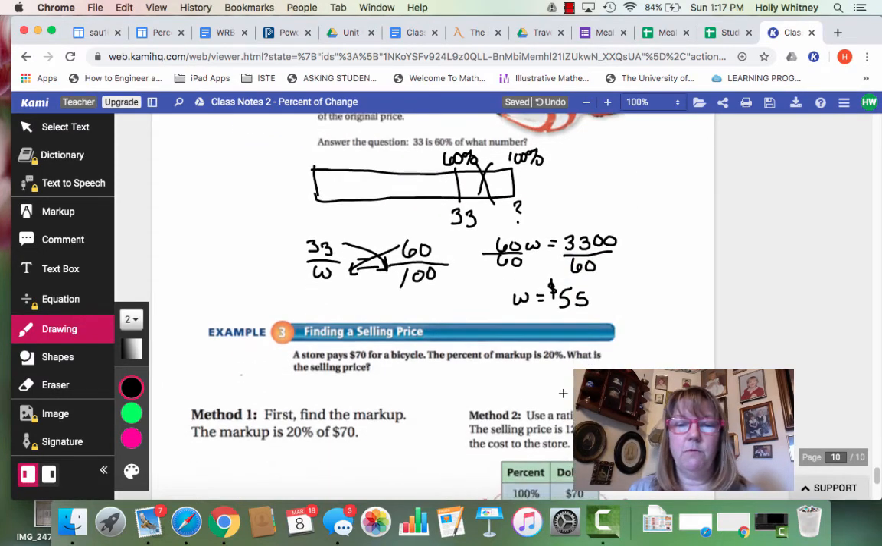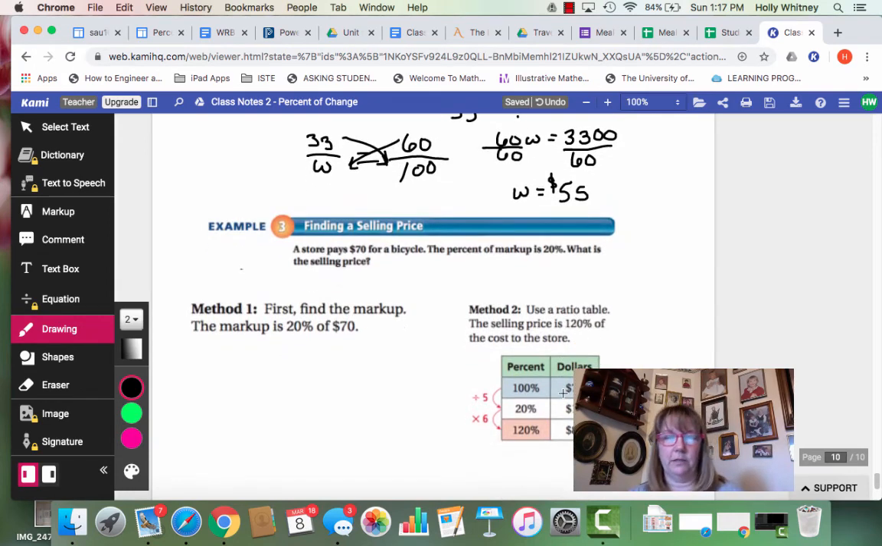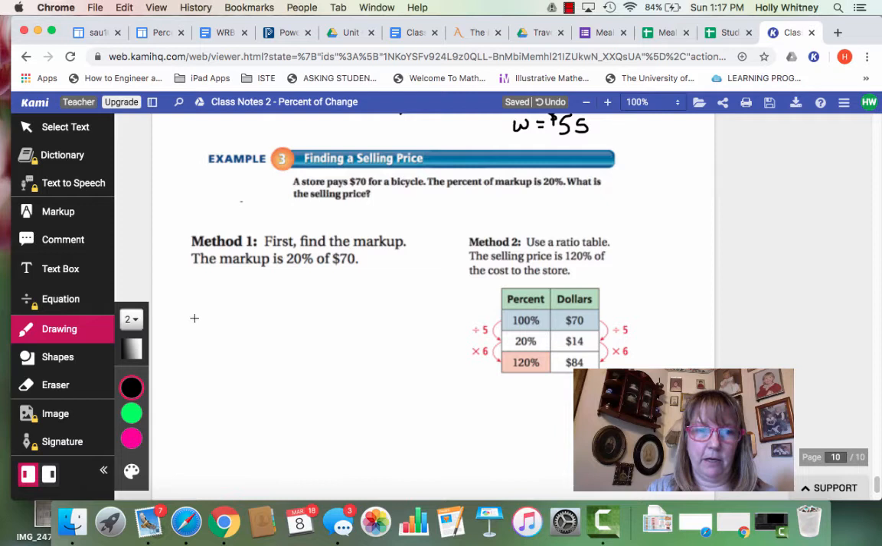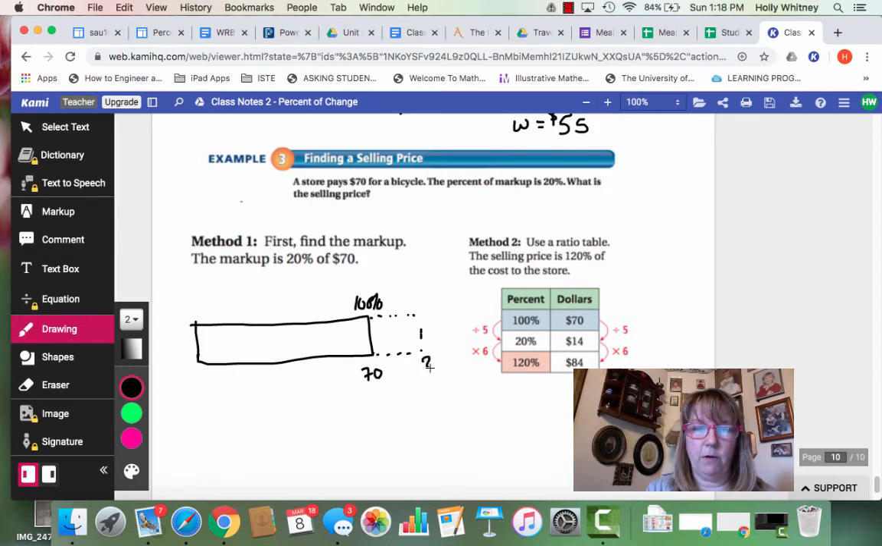Let's move on now to talking about the selling price. If a store pays $70 for a bicycle, and the percent markup is 20%, what is the selling price? We can think about this as a bar again. We know that 100% of the bicycle is $70. With a markup, we're adding on to the original amount by 20%. So it's 20% plus the 100% that we already have, which is 120%.